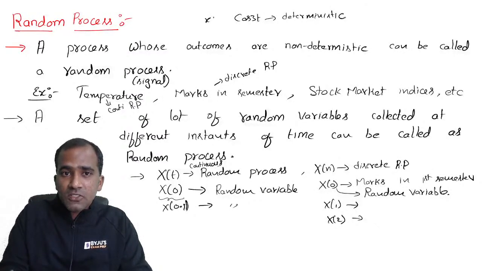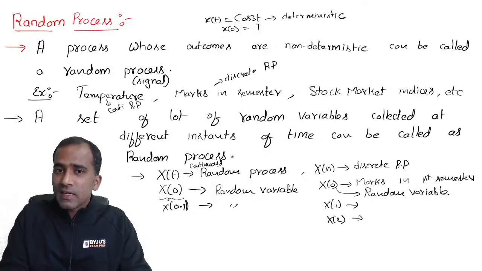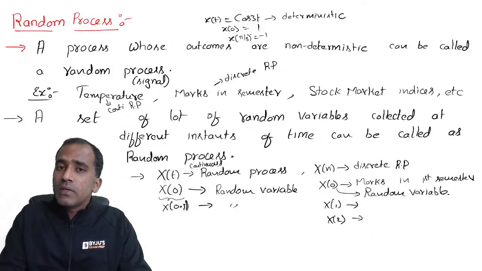So let me say this is x of t is equal to cos 3t. So if you put t equal to 0, cos 0 is 1. Are you getting a random thing? No, right? We are getting a deterministic value here. So I'll give you one example. x of pi by 3. If you put t equal to pi by 3, it is cos pi, which is minus 1. At every point of time, you are able to determine the value of the signal here. So that's why this is a deterministic signal or deterministic process.